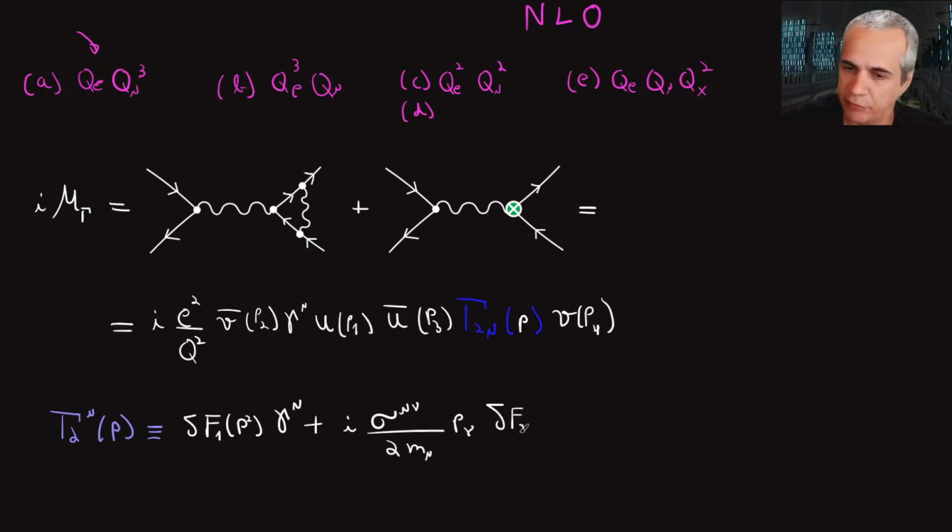p nu, delta F2 of p squared. So this is the first one-loop contribution to F1. This is the one-loop contribution to F2.